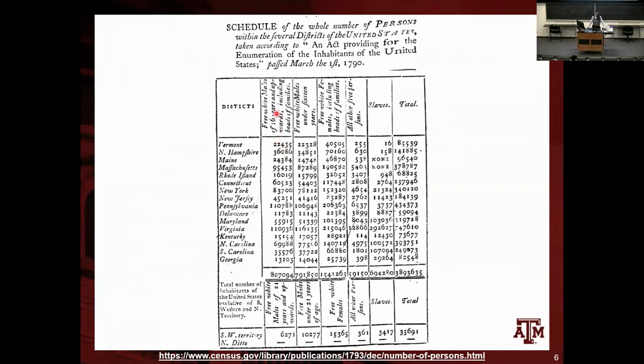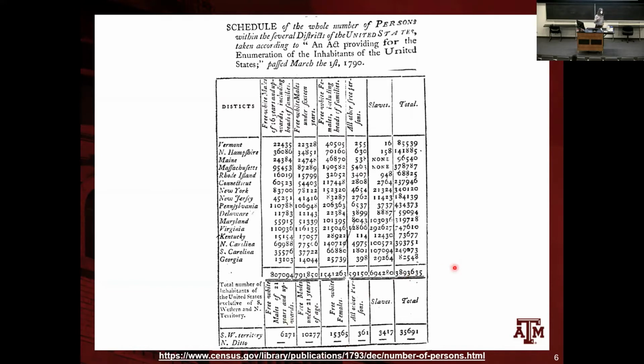And then you have here the free white males of 16 years or higher, free white males under 15 years of age, free white females, all other free people, slaves, and total. So you have the counts for all the areas, and you have around 3.9 million people being counted at that time. And this table I got exactly from the Census Bureau website as well.